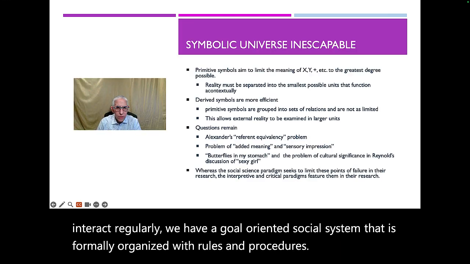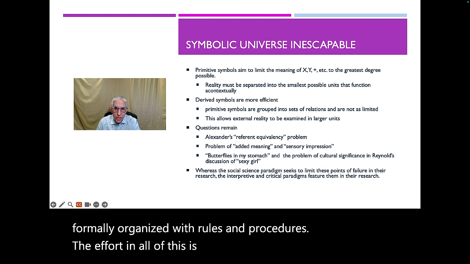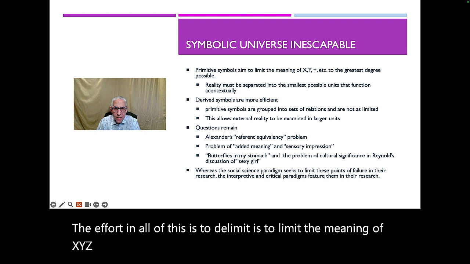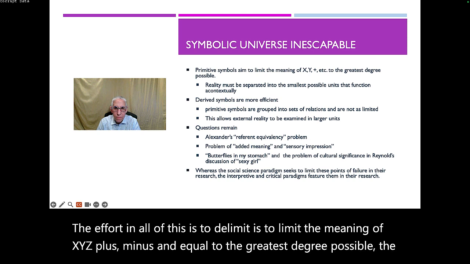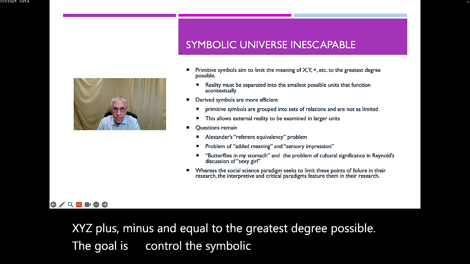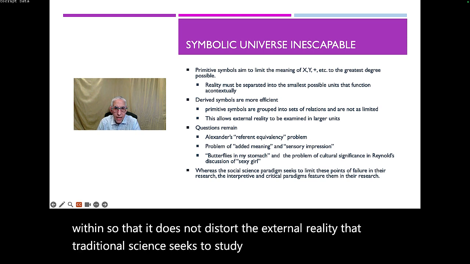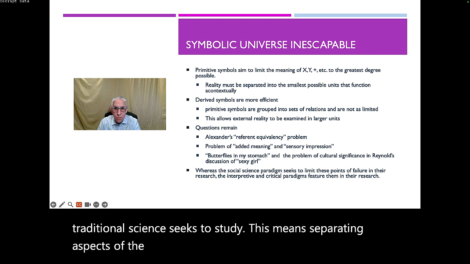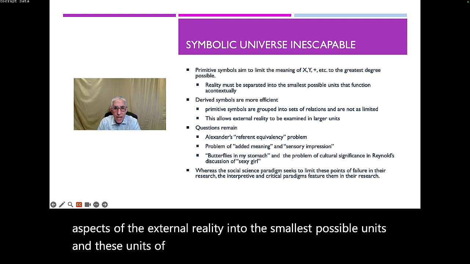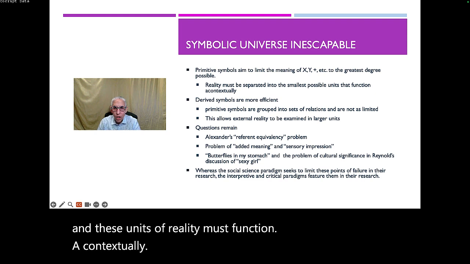The effort in all of this is to limit the meaning of X, Y, Z, plus, minus, and equal to the greatest degree possible. The goal is to control the symbolic universe that humans live within so that it does not distort the external reality that traditional science seeks to study. This means separating aspects of the external reality into the smallest possible units, and these units of reality must function acontextually, or across all possible cases regardless of context.